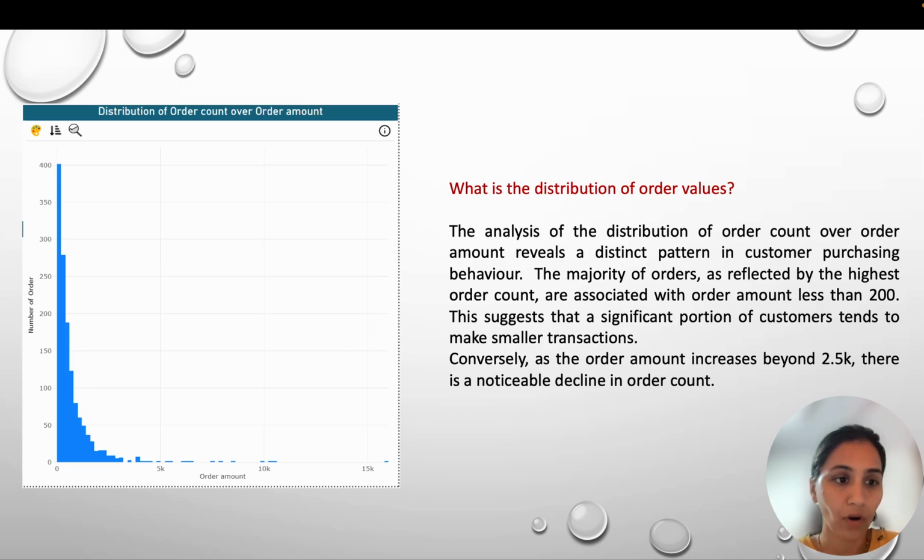order amounts from 0 to 200 give the maximum number of orders, and after about 2.5k, the number of orders decreases. So we can conclude that customers are much more comfortable buying smaller orders than going for larger orders.